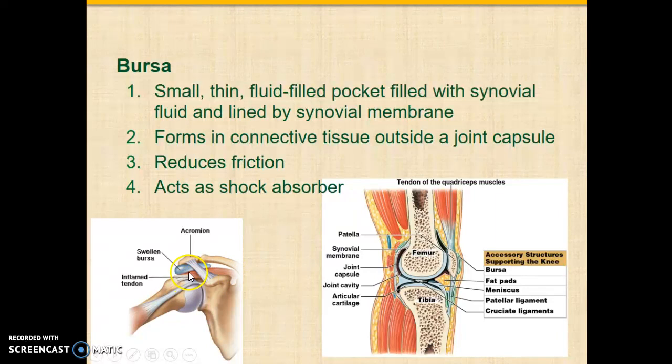And these bursa, here, I've added a picture of a bursa in a shoulder. A lot of people have painful shoulders. It's because of this swollen bursa here. A bursa is a small fluid-filled sac, and it's filled with synovial fluid. And it reduces friction, acts as a shock absorber. Here's a bursa anterior to the patella. So if you land and fall right on your knee, it would be the bursa that would be a shock absorber so the patella doesn't crack.